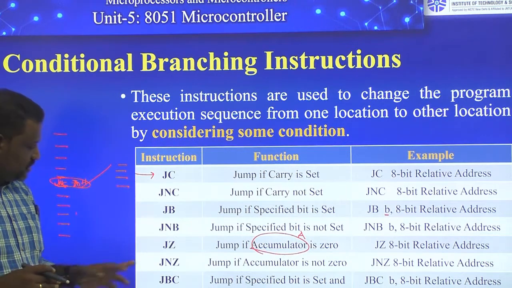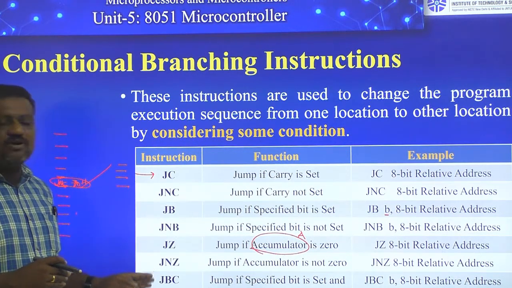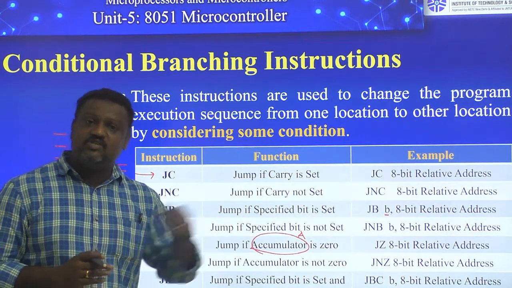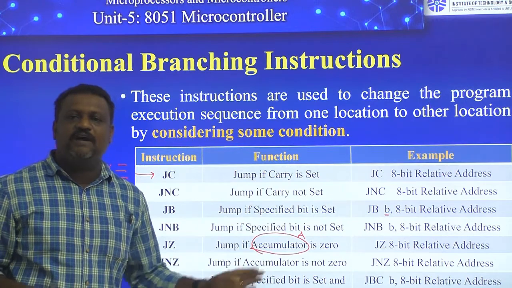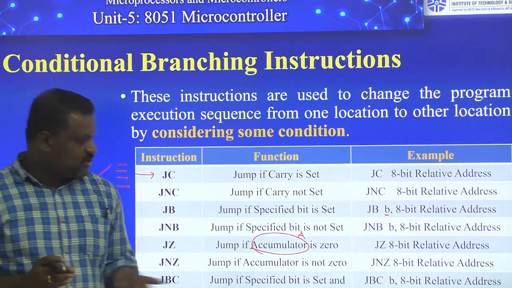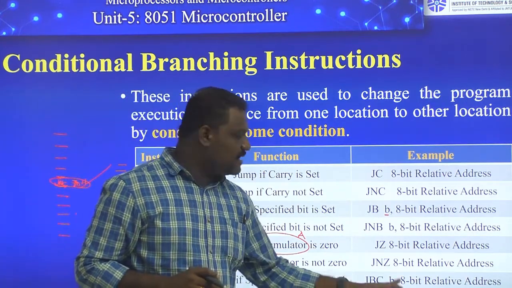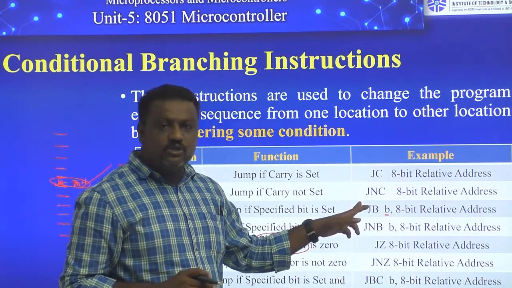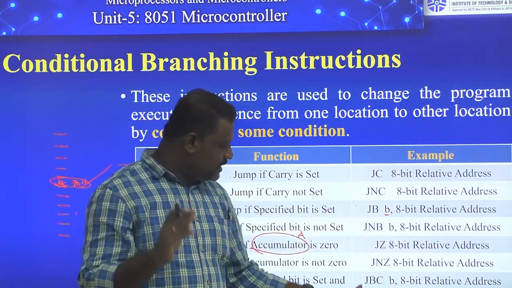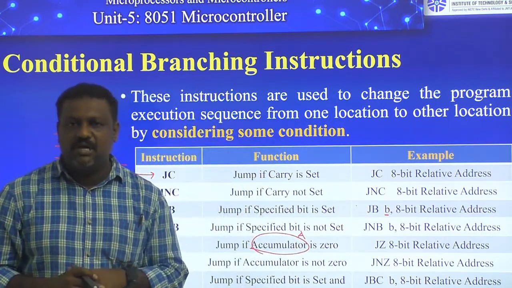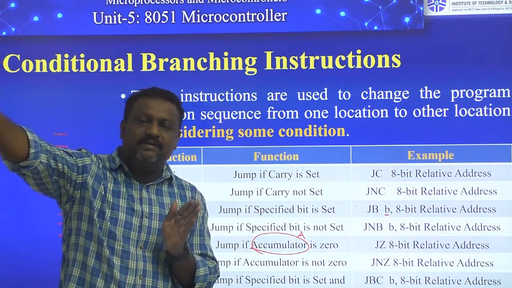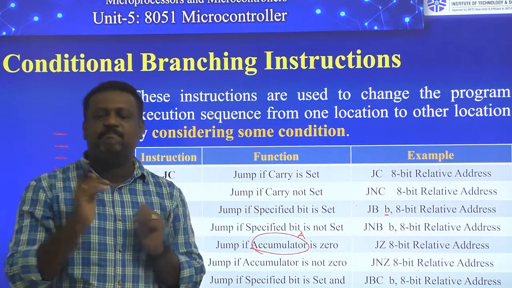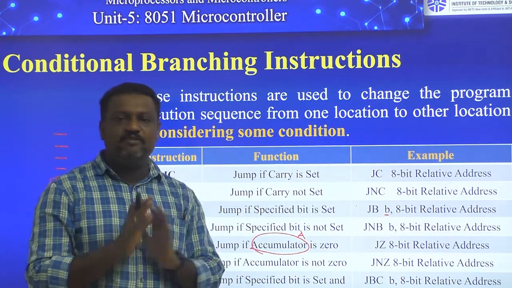And coming to the next one is JBC. It is again a very important one. JBC means jump if a specified bit is set, and before jumping to that, first you have to clear that bit itself. So see here friends, JBC space bit comma relative address. It is similar to the JB instruction. But in addition to that, here we are doing one more thing. Before jumping to the relative address, first you have to clear the bit we consider for jumping. That's important. But in case of JB, we are not doing that.